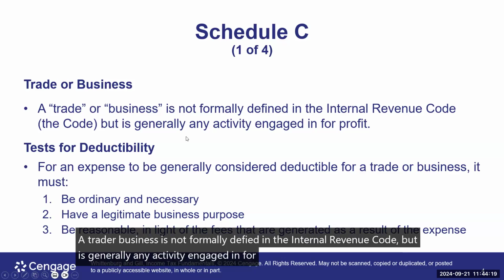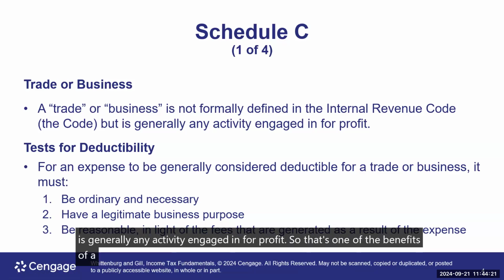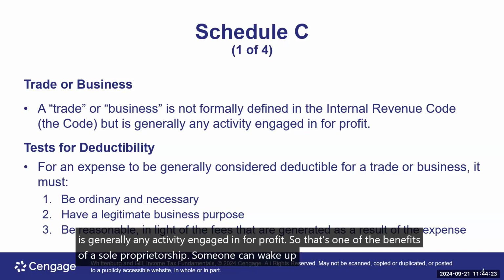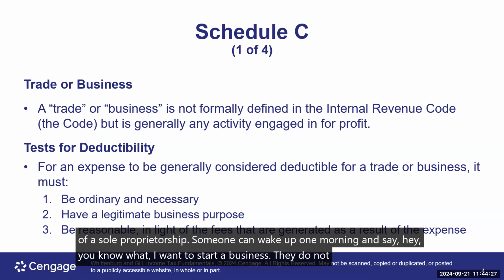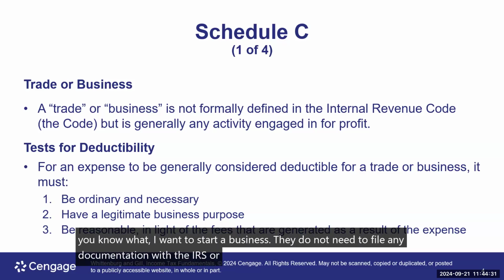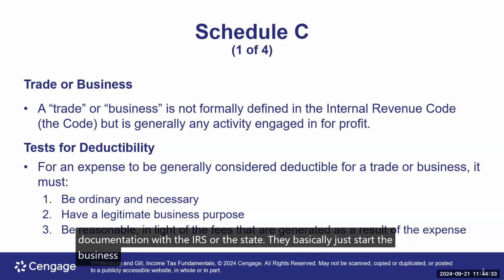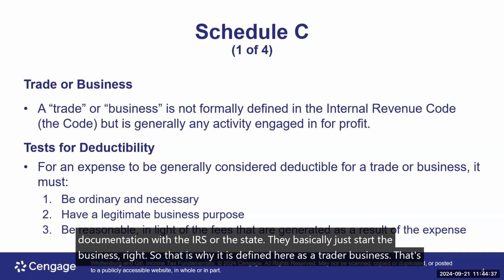That's one of the benefits of a sole proprietorship. Someone can wake up one morning and say, hey, you know what? I want to start a business. They do not need to file any documentation with the IRS or the state. They basically just start the business, right? So that is why a trade or business is not formally defined in the Internal Revenue Code.